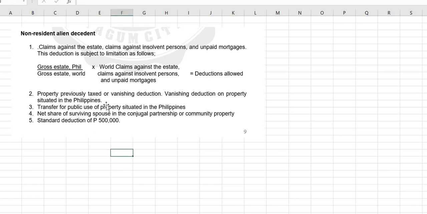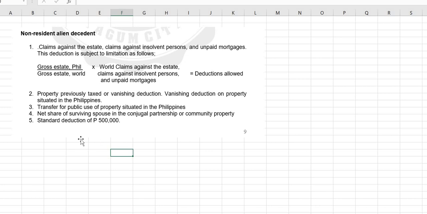So a non-resident alien (NRA) is allowed a proportional deduction, the gross estate in the Philippines over the gross estate world, times the claims against the estate, claims against insolvent persons, and unpaid mortgage. Those are the deductions allowed. And then they can also claim PPT, or property previously taxed, or vanishing deduction, as long as the property is in the Philippines. They can claim transfer for public use for property situated in the Philippines.